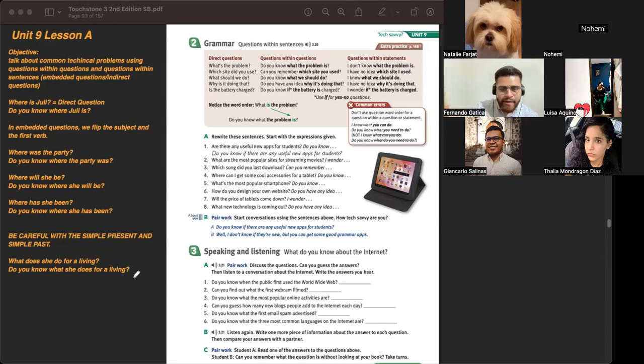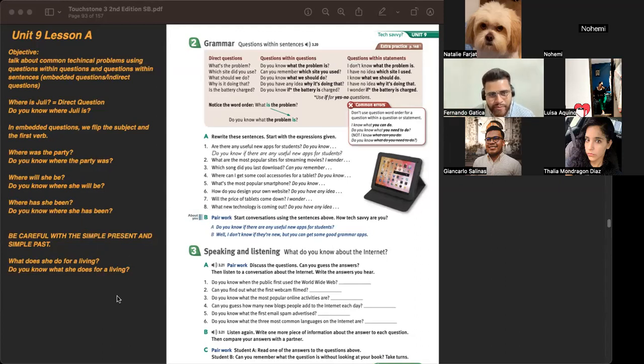Y si seguimos esa regla de solo usar un verbo para estructuras de oraciones del presente simple, tendríamos que eliminar el verbo auxiliar. El verbo auxiliar solo es necesario en preguntas directas, ya no en preguntas indirectas. Pero no podemos decir, do you know what she do for a living? Porque she do suena mal, está mal. Tenemos que usar el verbo en tercera persona singular con sujetos que están en tercera persona singular. Y en este caso, el do se convertiría en does.